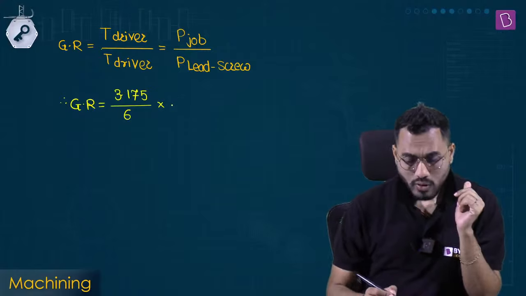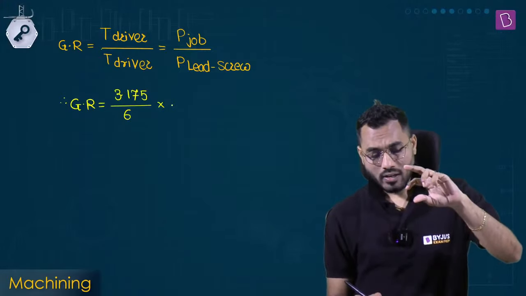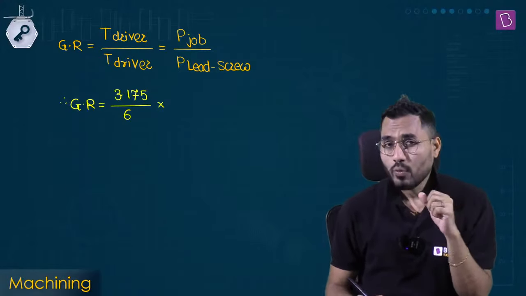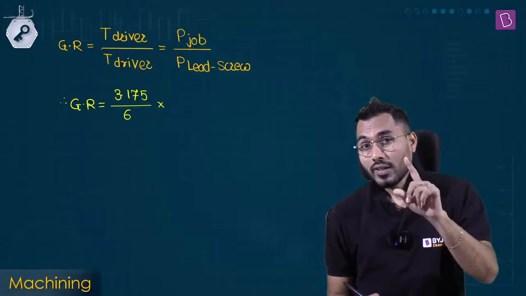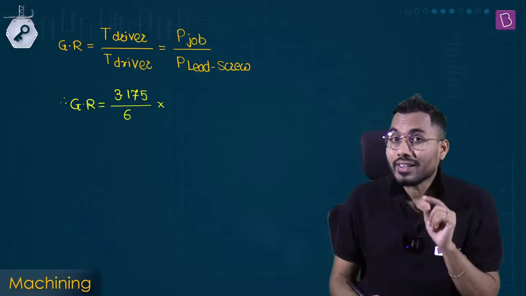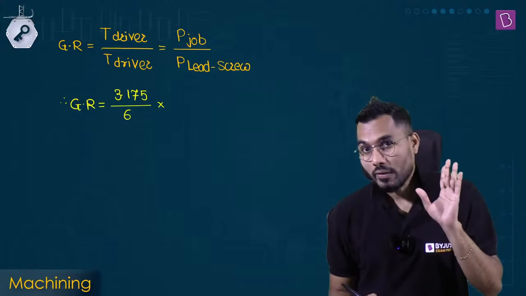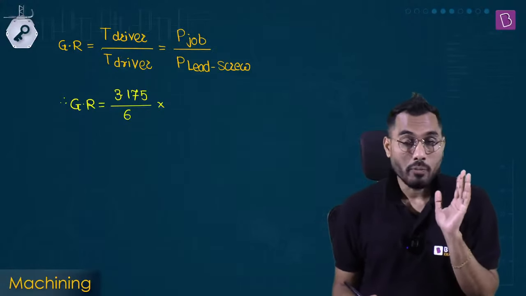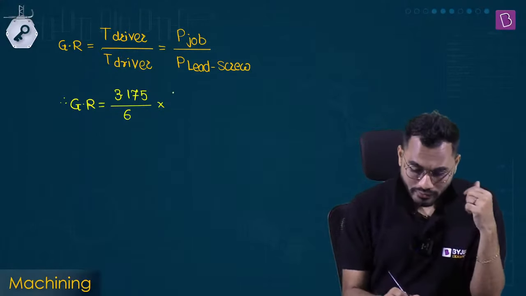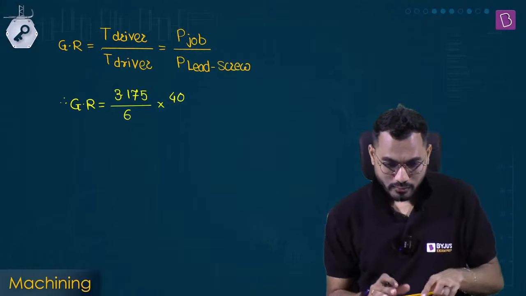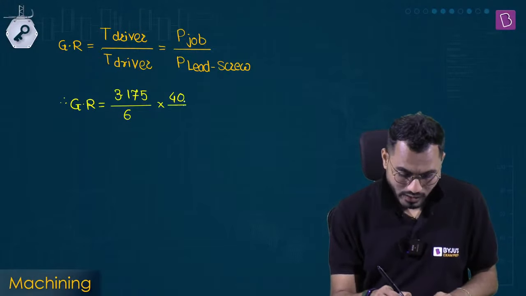So now we want to convert that. Whenever an odd number of pitch is given, that is 3.175, always check with the 127 gear teeth that is given, as it has to play a particular role here. So I'll do one thing: I'll multiply by 40 and divide by 40.